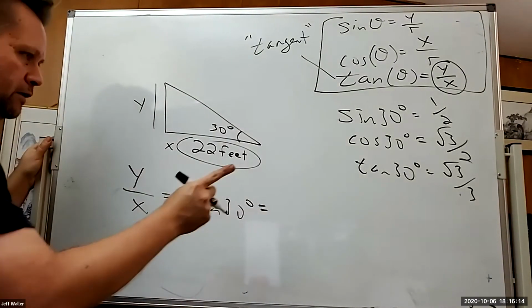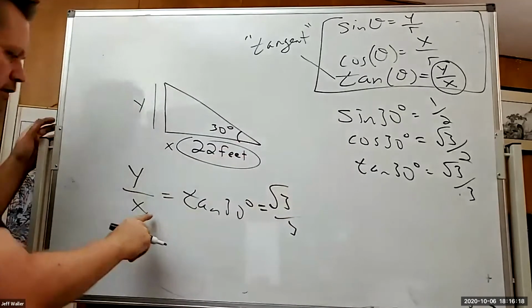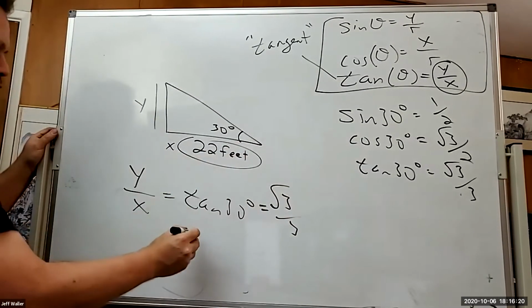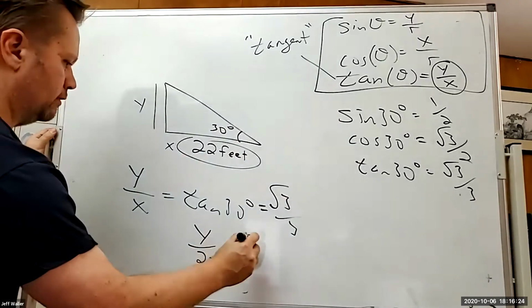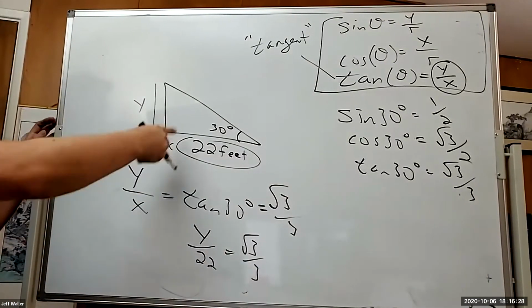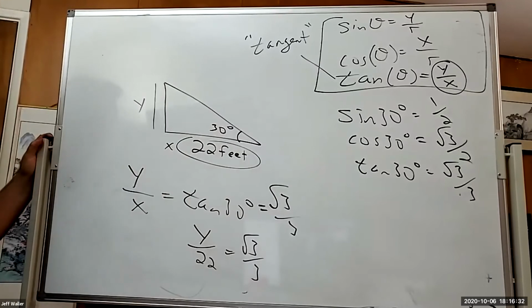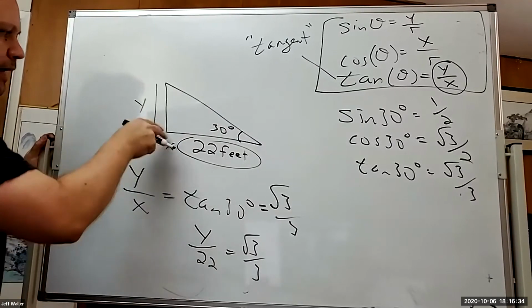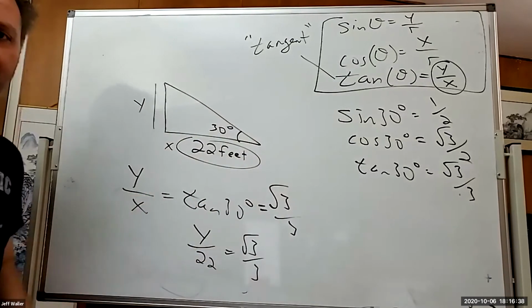What's tangent 30? Square root of 3 over 3. I love it. So now let's throw in what else we know. We know x is 22. So I get y over 22 equals rad 3 over 3. And now I can solve for y, which is exactly what surveyors do. I don't want to climb the tree, but I can walk off a certain distance, look back up at it, use trigonometry. Now I know how tall the tree is.